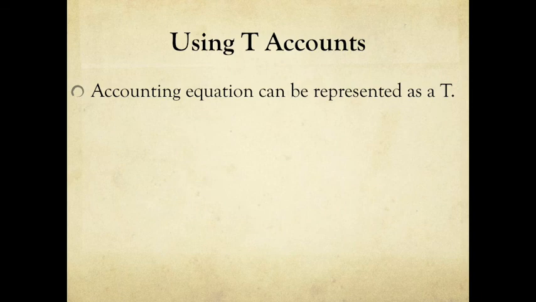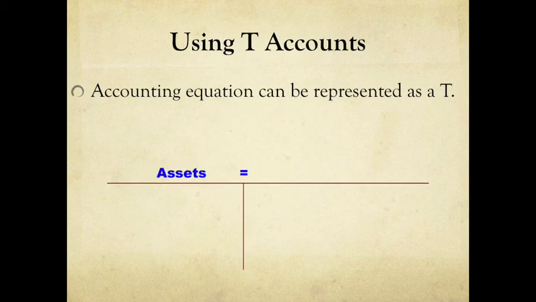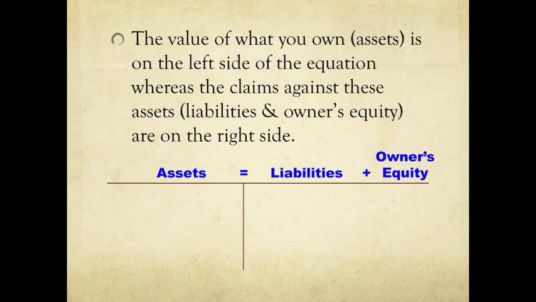An accounting equation can be represented as a T. And so it looks like that. We have our assets equals liabilities plus owner's equity. And you can see where the equal sign lies is in the down bar of the T. The value of what you own, the assets, is on the left side of the accounting equation. And claims against these assets, liabilities and owner's equity, are on the right side. And that's real important to know because this will be the basis of our account balances.